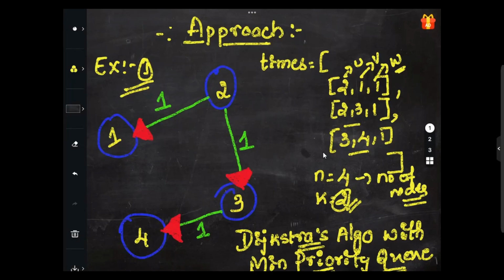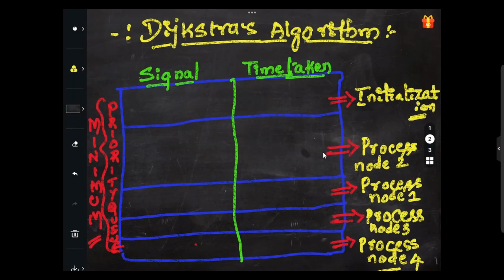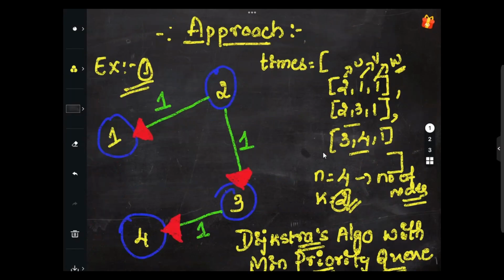Let's discuss this step by step. How can we solve this, right? So the first thing here is we have to represent the network as a graph. We have created a directed graph from the inputs that they have given here. Node 2 to node 1 we have the time 1, node 2 to node 3 we have time 1, and node 3 to node 4 also we have time 1, right?